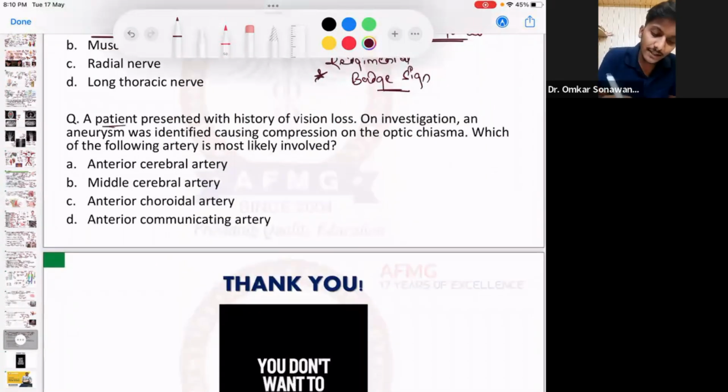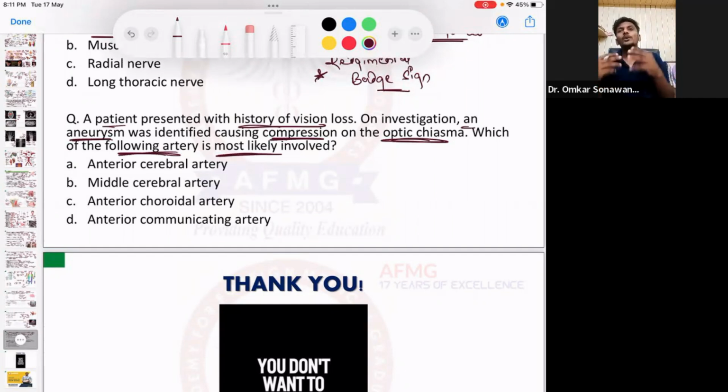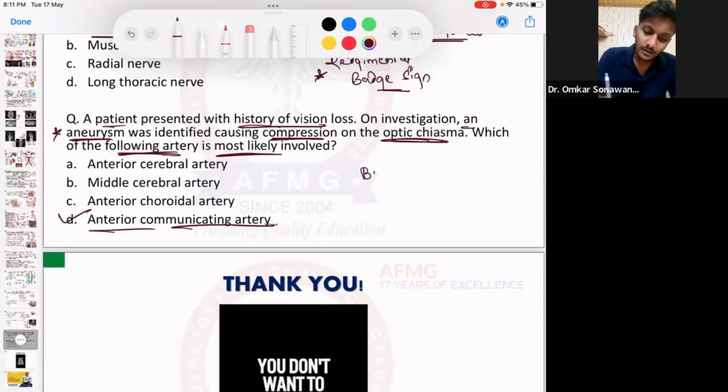Okay. A patient presented with a history of vision loss. On investigation, an aneurysm was identified which was compressing the optic chiasma. Which of the following arteries is most likely involved? They are asking which is the most common artery to have aneurysms. We have already discussed this. Berry aneurysms are formed in the anterior communicating artery and they rupture in subarachnoid hemorrhage. Above the optic chiasma, which artery is there? The anterior communicating artery. If there is any aneurysm in this anterior communicating artery, it will compress the optic chiasma, and that will cause bitemporal hemianopia.